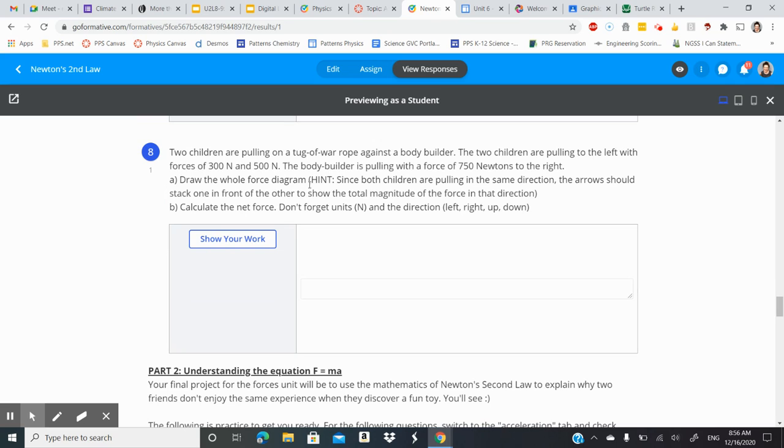Last one. Two children are pulling on a tug-of-war rope against a bodybuilder. The two children are pulling to the left with forces of 300 newtons and 500 newtons. The bodybuilder is pulling with a force of 750 newtons to the right. Okay, take a moment really quickly and think about what that looks like. We have two children pulling to the left, and a bodybuilder pulling to the right.